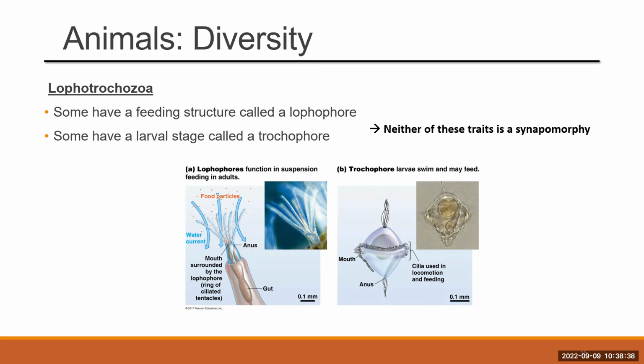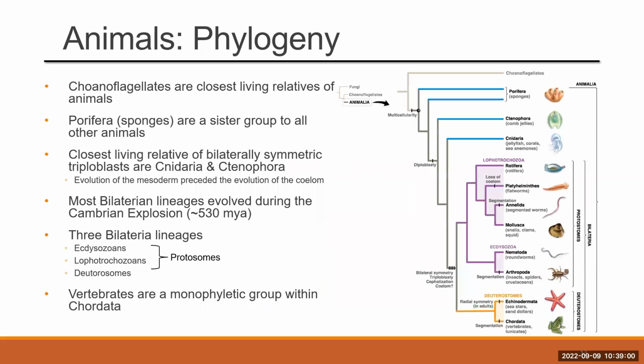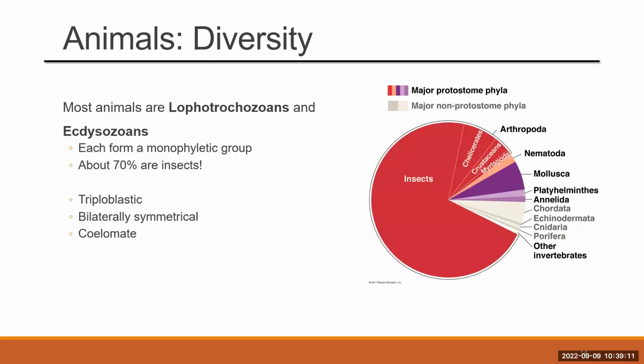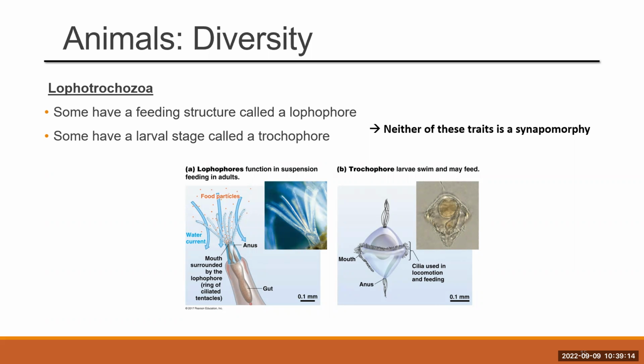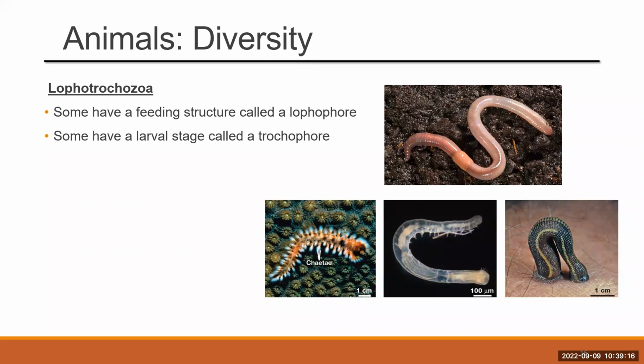And the thing is, neither one of these are synapomorphies. Not all of the Lophotrochozoans have both of these, or I guess, well, none of them, not all of them have both of them. And so they can't be synapomorphies for the whole group here. If it was, then we would put them right here, but that's not the case. Most of them have them, some of them have one of them, but they're just traits of the group. We'll go through some examples of it.